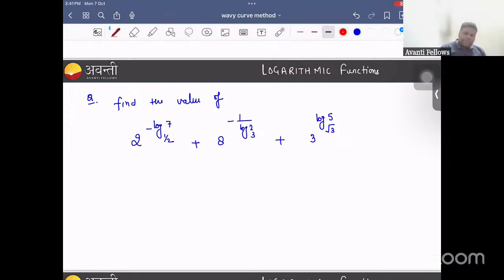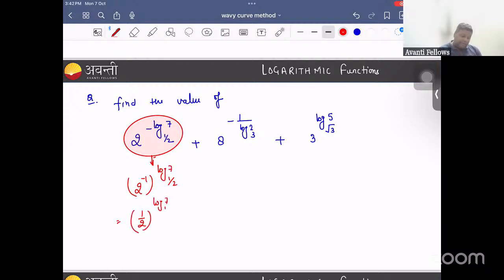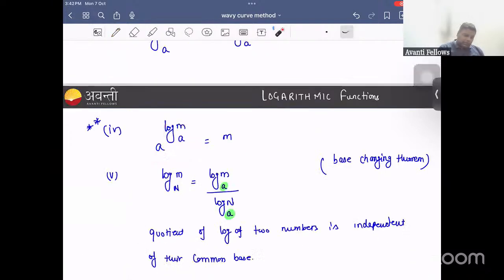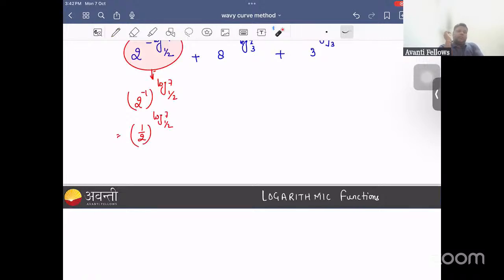Now see. First one. What is its value? It can be written as 2 to the power minus 1 whole to the power log 7 base 1 by 2, which I can write as 1 by 2 to the power log 7 base 1 by 2. Now use this property: a to the power log m base a is equal to m. So the base of the log and the base of the exponent are both the same. So here also 1 by 2 is the same. So the answer of this part will be 7.